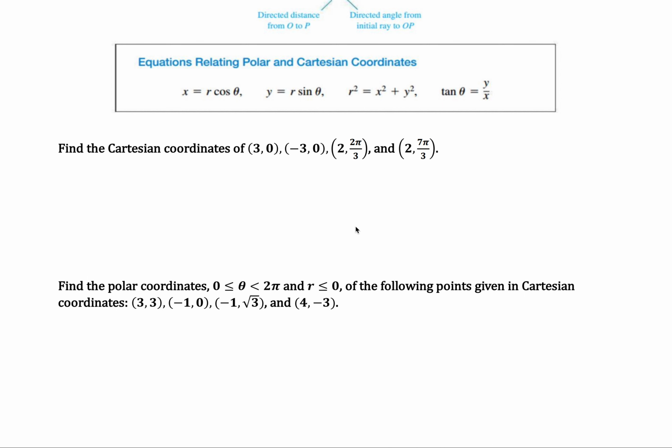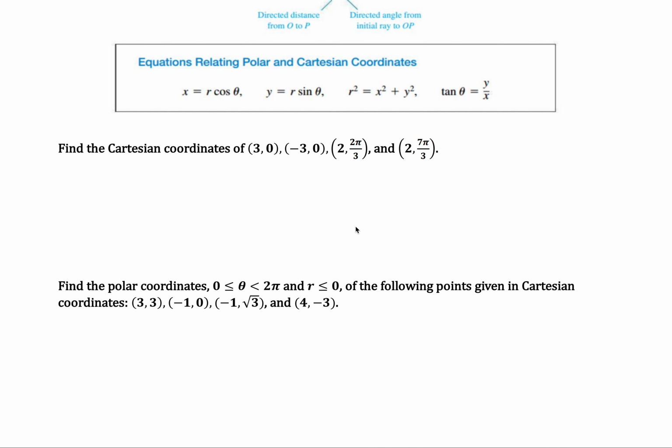Now that we have looked at how polar coordinates are defined, we're going to take a little bit of time to look at how polar and Cartesian coordinates are related to one another. And we have this series of equations here that if we want to go from polar to Cartesian coordinates, we'll make use of the first two. The x-coordinate is equal to r cosine theta. The y-coordinate is r sine theta.